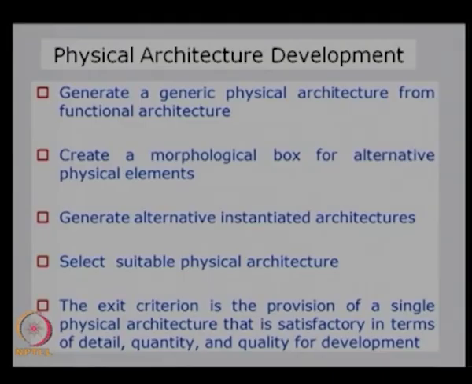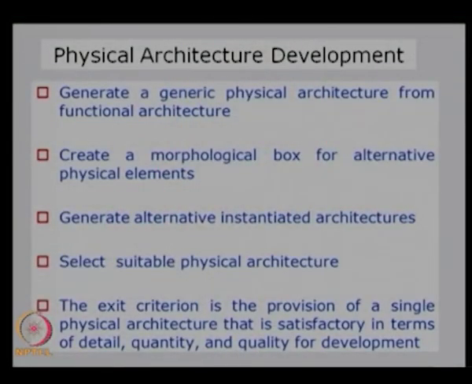And then from that generic physical architecture, in order to get the physical elements, we create a morphological box for alternative physical elements. We will discuss in detail how we do the morphological box or how we develop the alternatives, but the morphological box is a tool for developing the alternatives for physical components. So we identify one generic component in the generic physical architecture, and then we identify all the generic components and develop a morphological box for these components, where we will have many alternatives for that component and then choose the component.